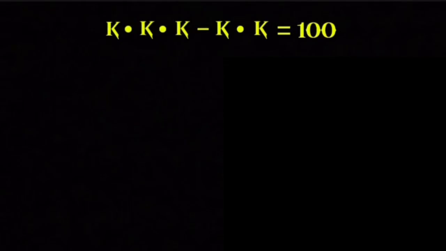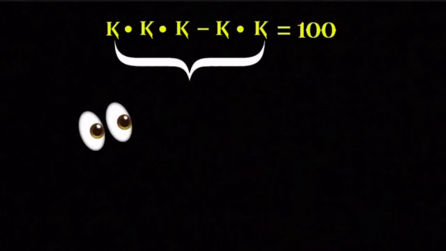Are you sure a problem like this is even possible to solve without a supercomputer? We have k times k times k minus k times k equaling exactly 100. Most people see this and immediately start throwing numbers at the wall like spaghetti, guessing 2, guessing 9, guessing 6. We aren't going to guess. We are going to use surgical, high-level algebra to rip this thing apart.